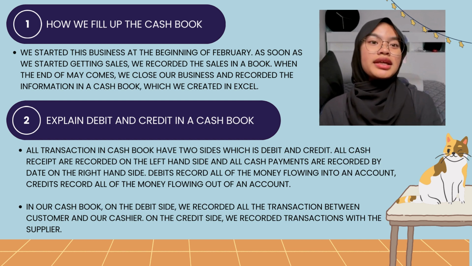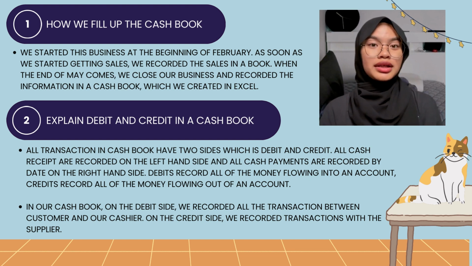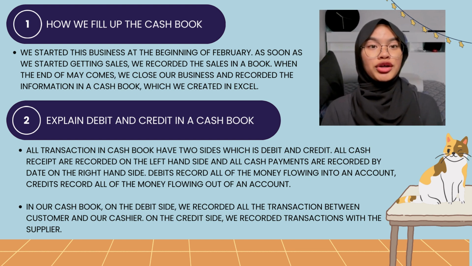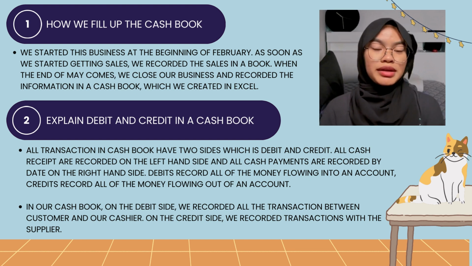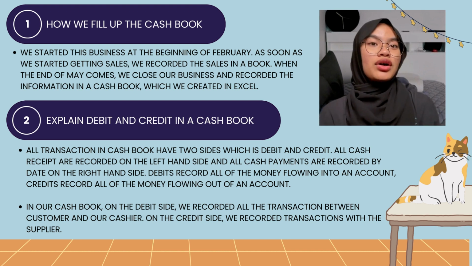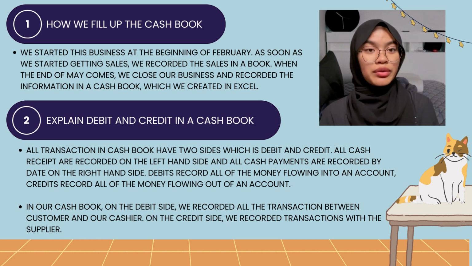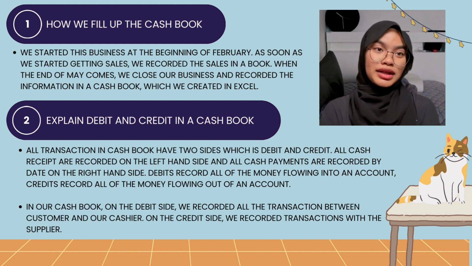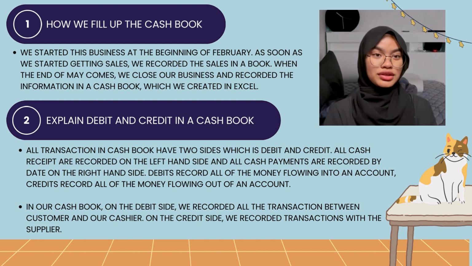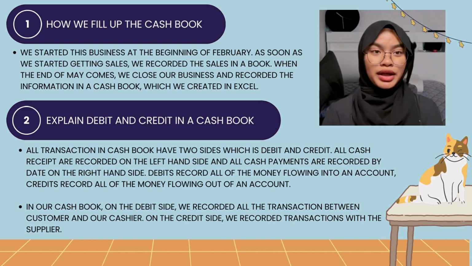Next, I will be explaining on the debit and credit in cashbook. All transactions in cashbook have two sides, which are debit and credit. All cash receipts are recorded on the left side and all the cash payments are recorded on the right side. Debit recorded all of the money flowing into an account. Credits recorded all of the money flowing out of an account. In our cash book, on the debit side, we recorded all the transactions between customer and cashier. On the credit side, we recorded the transactions with the supplier.